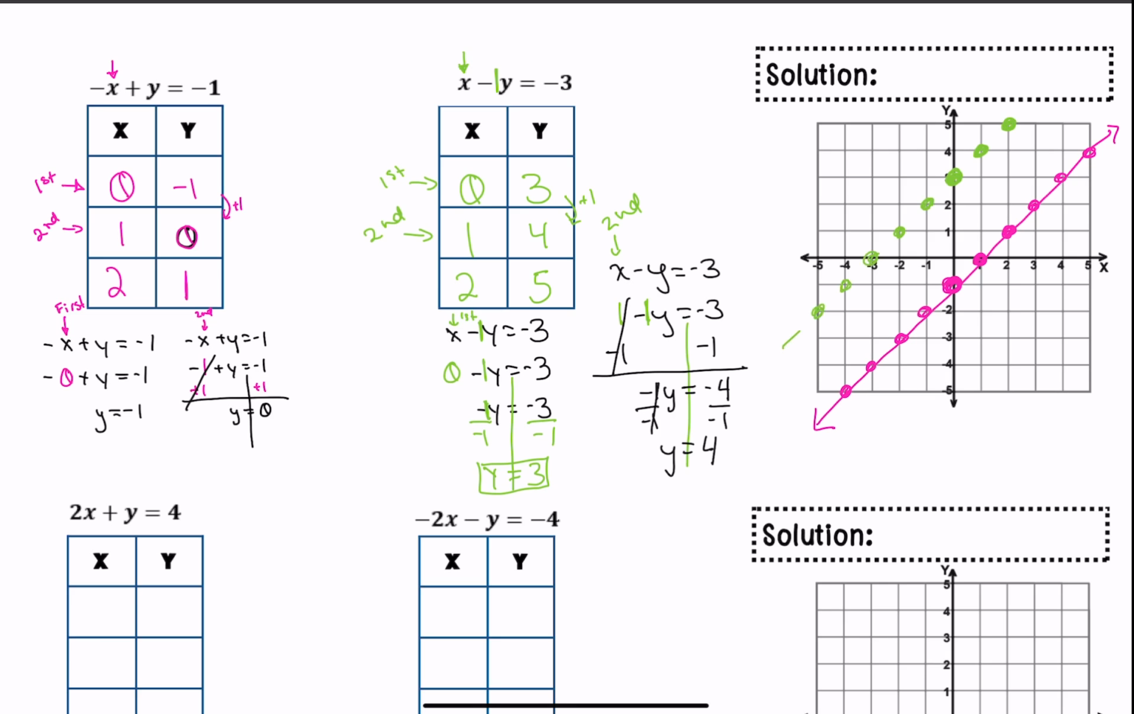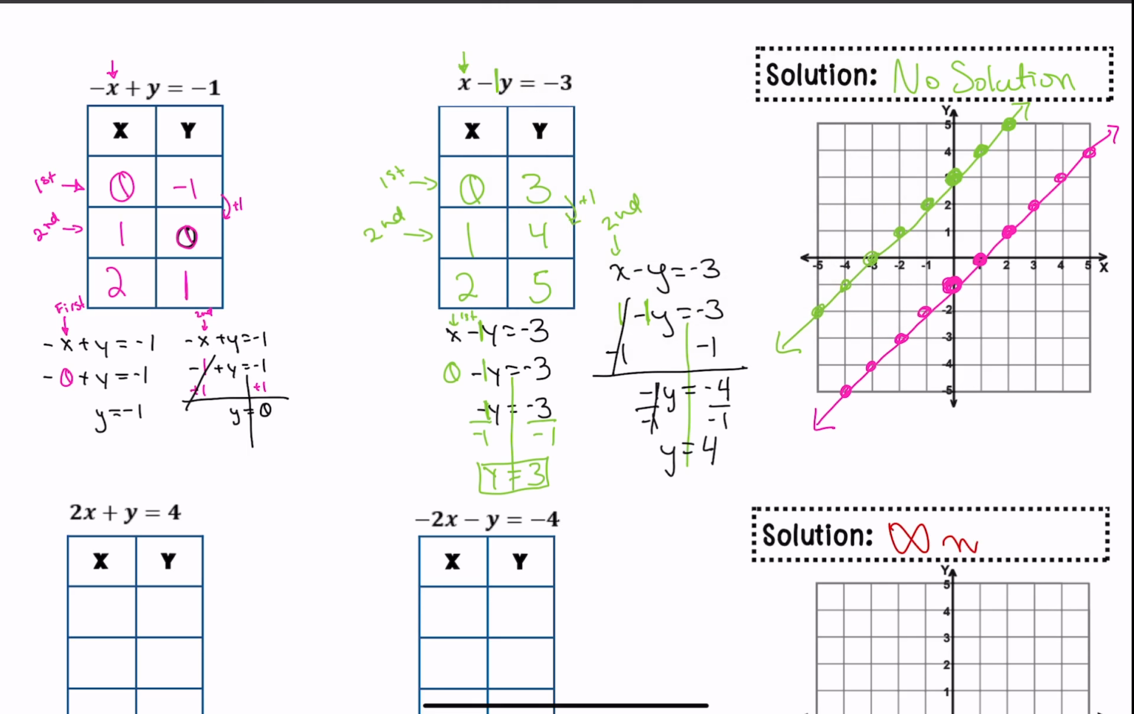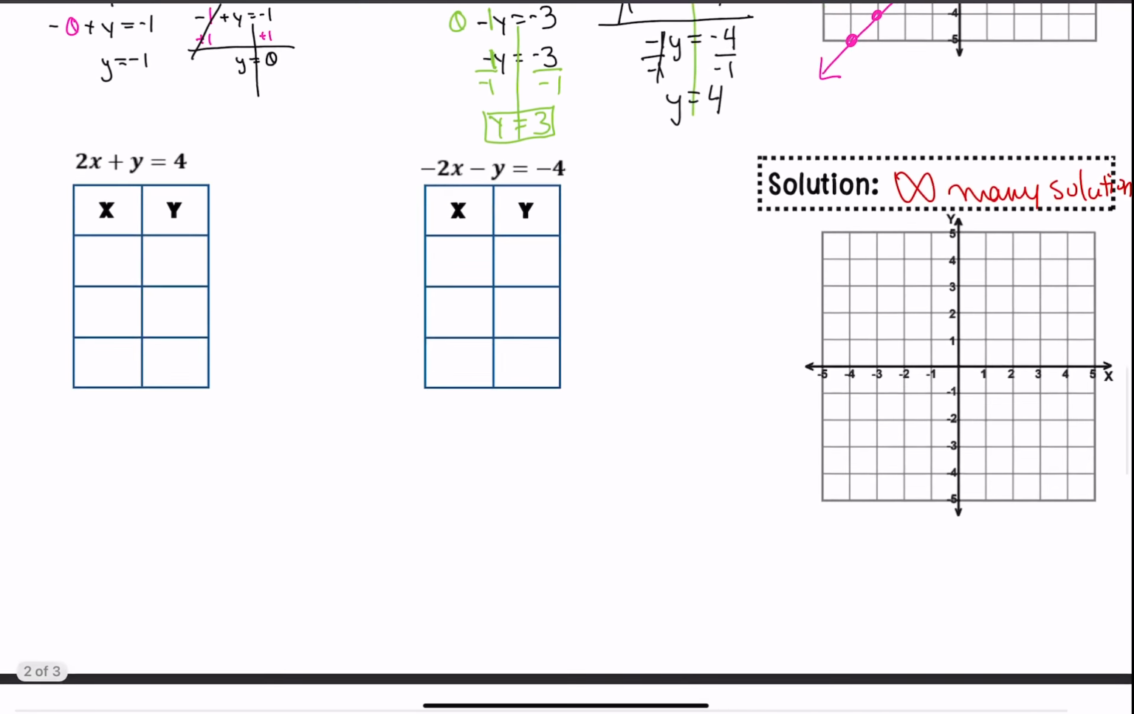But because these lines do not cross, that means there is no solution. In the next one, you should get infinitely many solutions. If you don't, something went wrong. Make sure you show all your work, show all your mathy stuff.